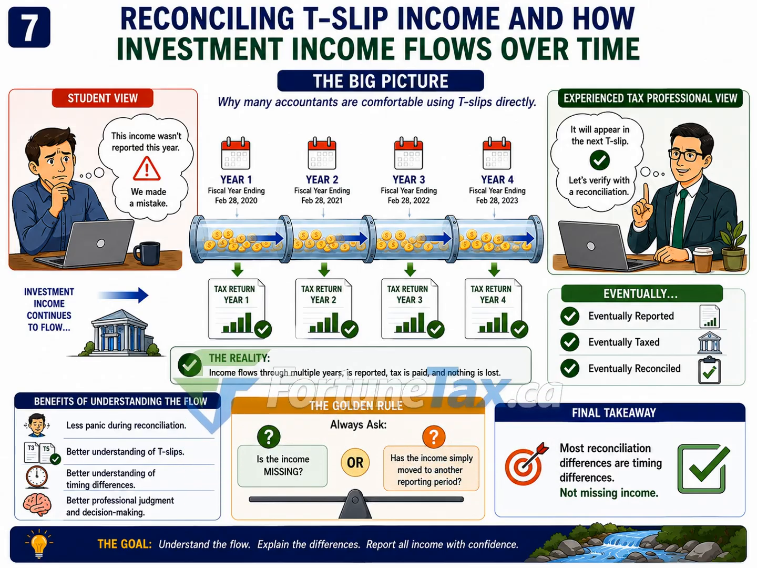The key takeaway from this slide, and from this entire section, is simple. Most reconciliation differences are timing differences, not missing income. The goal of reconciliation is to understand the flow of income through time, explain every difference, and ensure that all investment income is ultimately reported correctly. Once you understand that flow, investment income reporting becomes far less mysterious and much easier to manage.